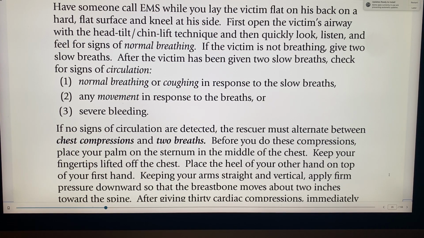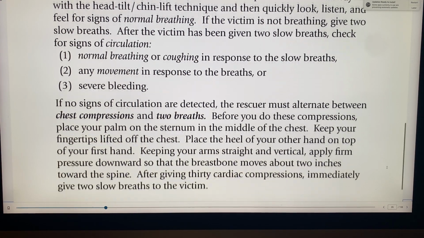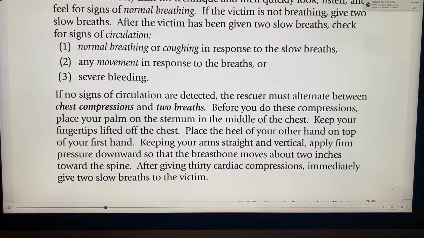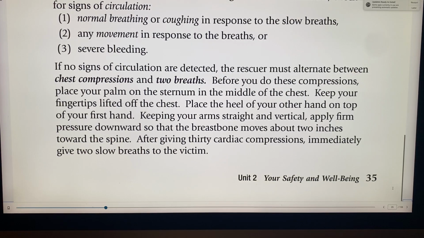If there's severe bleeding, you have to stop the bleeding right away, because bleeding is going to cause major problems. So you have to look for that too. But anyway, you're going to do chest compressions and 2 breaths. It says, check for normal breathing or coughing in response to slow breaths, any movement in response, or severe bleeding. So you're going to look for circulation problems there first, and then you're going to go on to the chest compressions and 2 breaths.